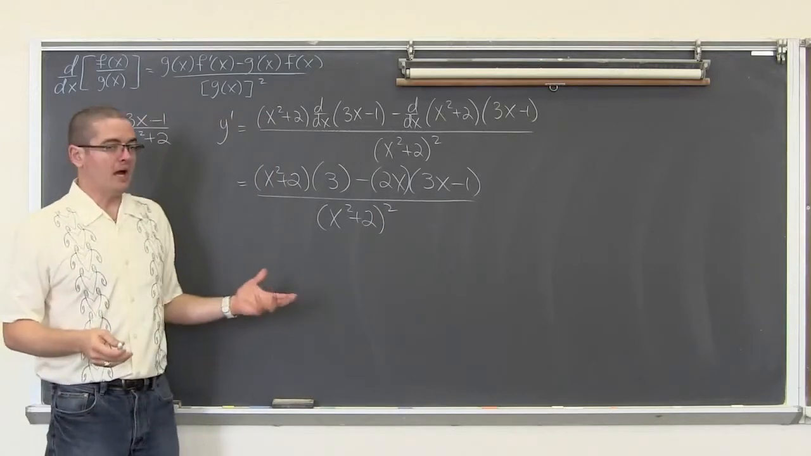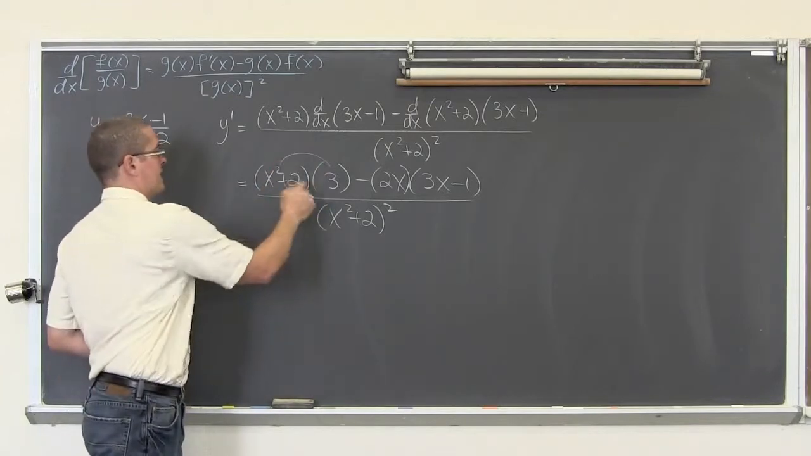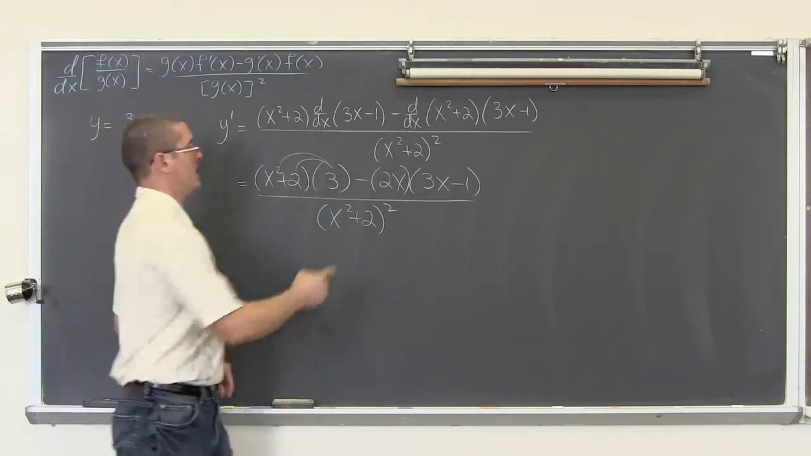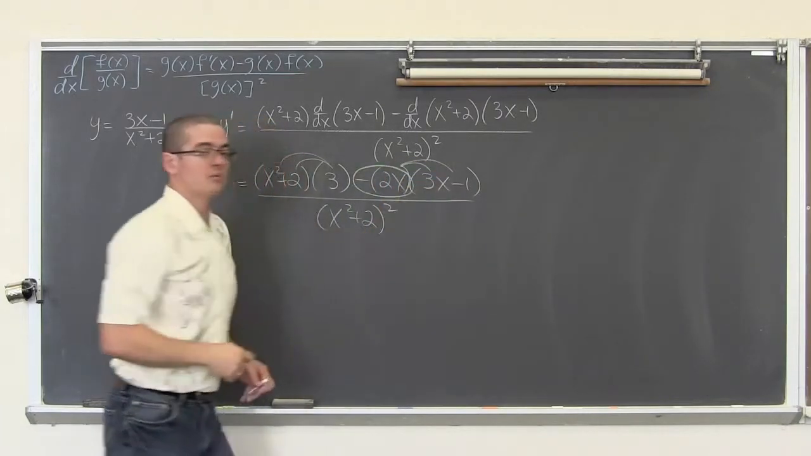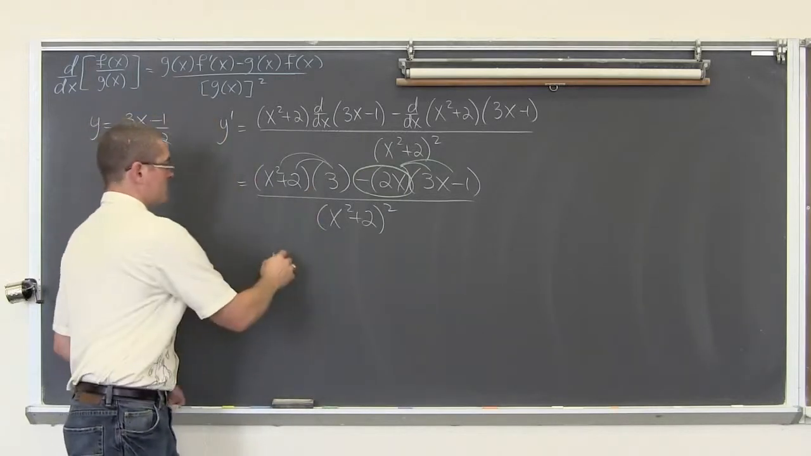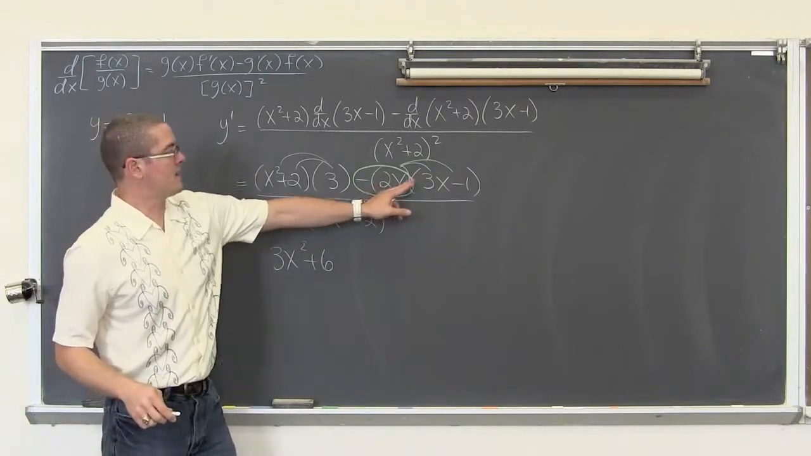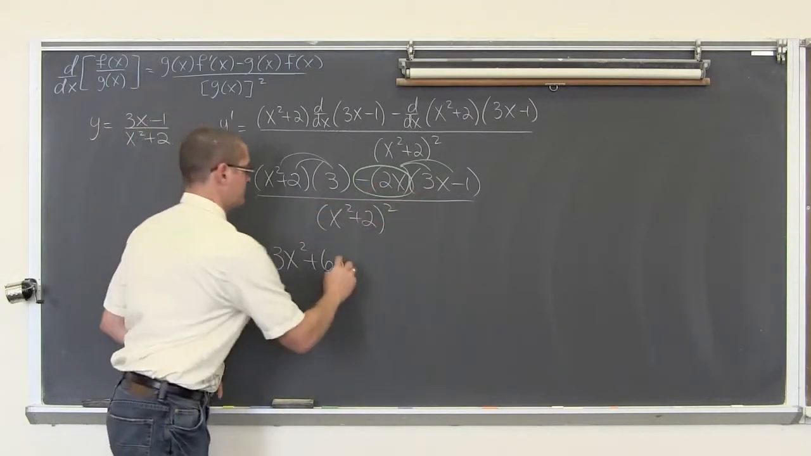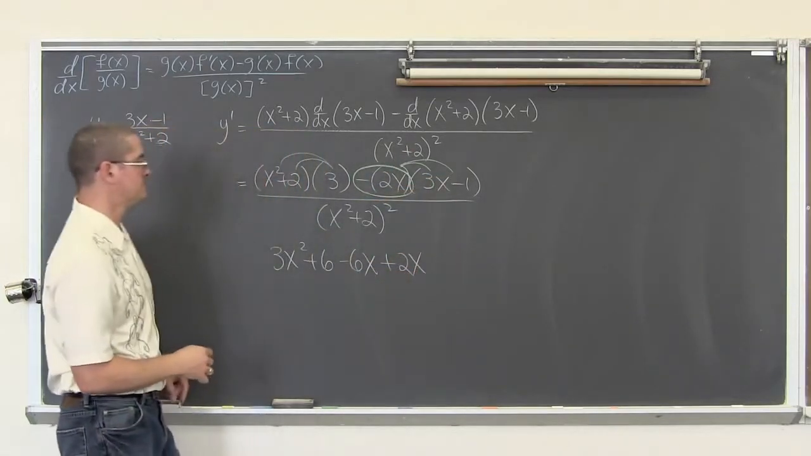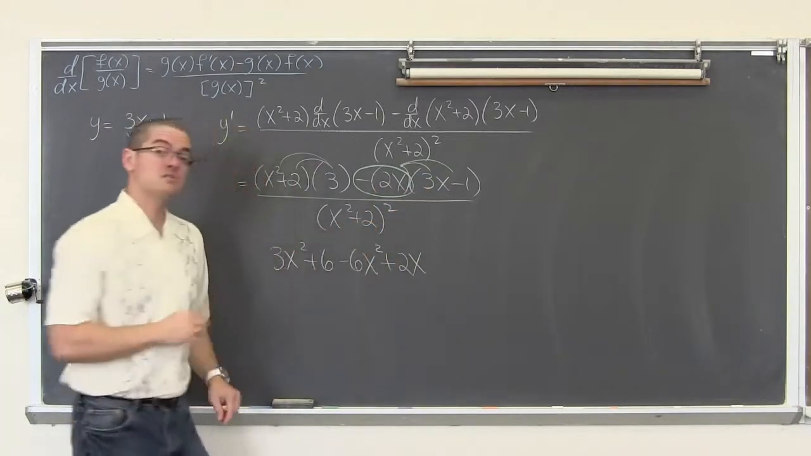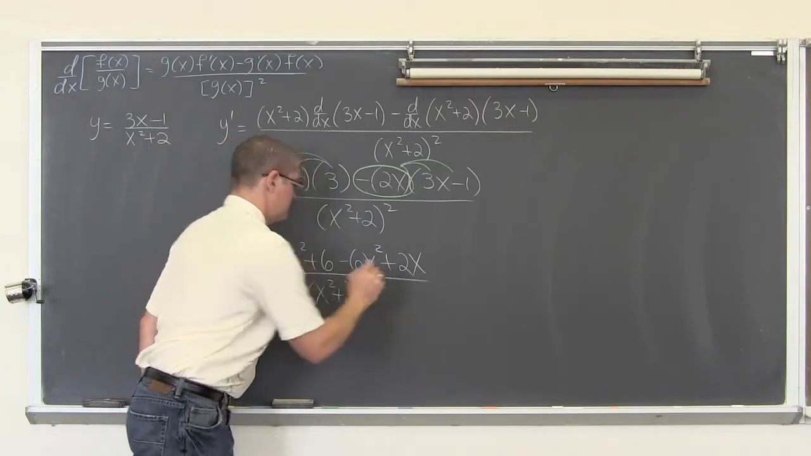All we have to do now is clean up a little bit. Don't have to FOIL this out, like I said. But we have 3 times x squared and 3 times 2. I'm going to take this whole negative 2x and distribute that through the parentheses. We get 3x squared plus 6. And negative 2x times positive 3x is negative 6x. Negative times negative is positive, so plus 2x times x, and x times x is x squared. All over x squared plus 2 squared.